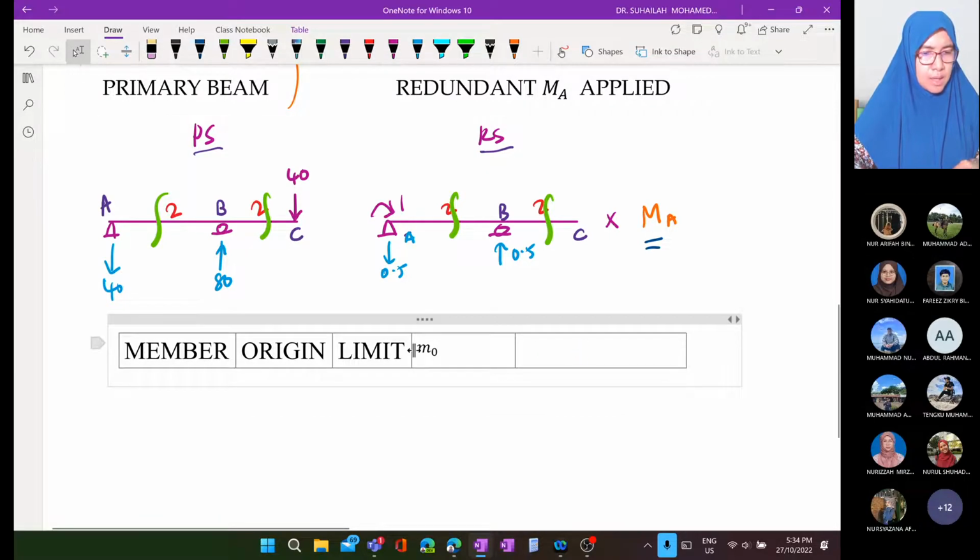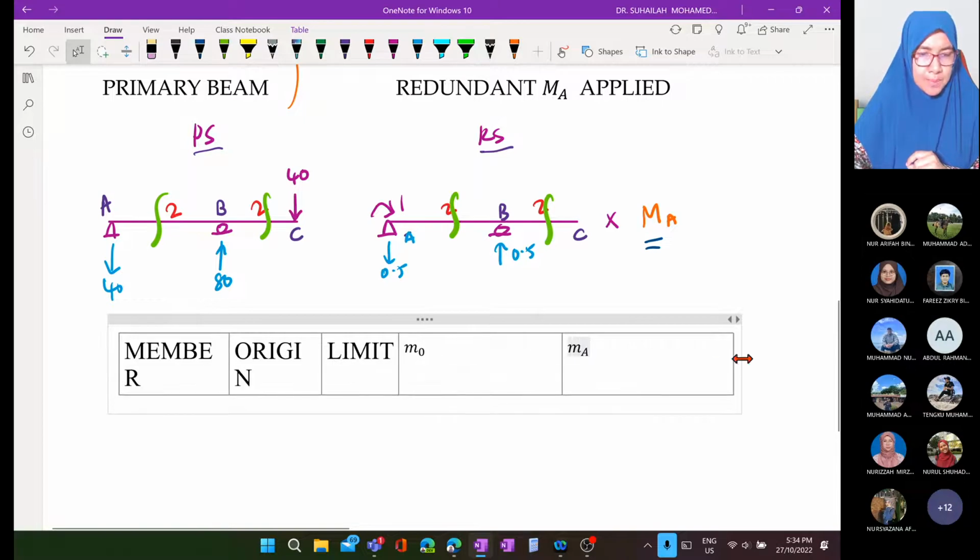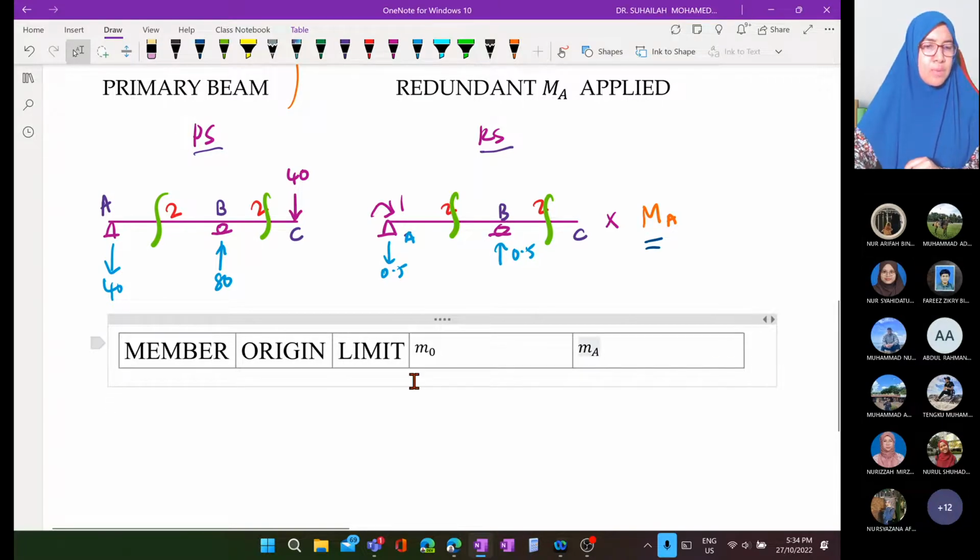M0 and MA. One is for the redundant system, one is for the primary system.